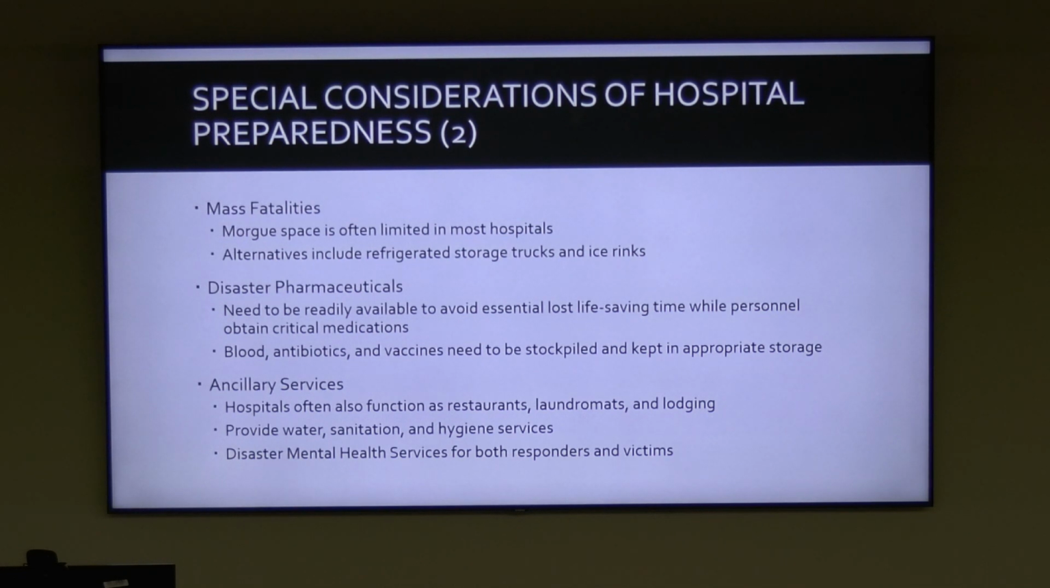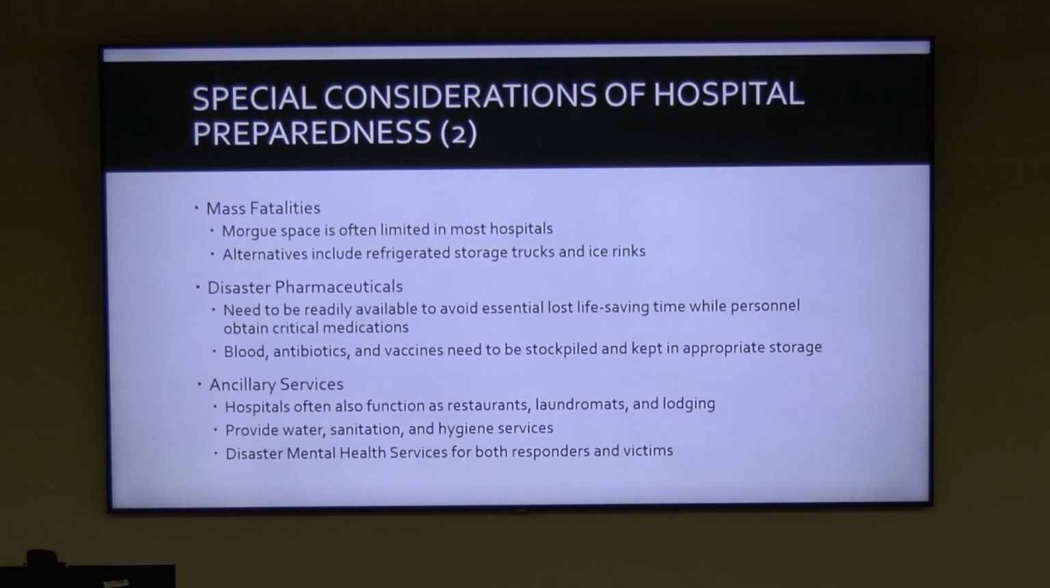Other considerations, mass fatalities. Morgue space, like I mentioned earlier, can often be limited in most hospitals, especially during disaster situations. Alternatives sometimes include refrigerated storage trucks and ice rinks. Really, you use whatever resources you have available to you. So in mass casualties, you might need to utilize resources that are unconventional to normal methods, but you do what you have to do.